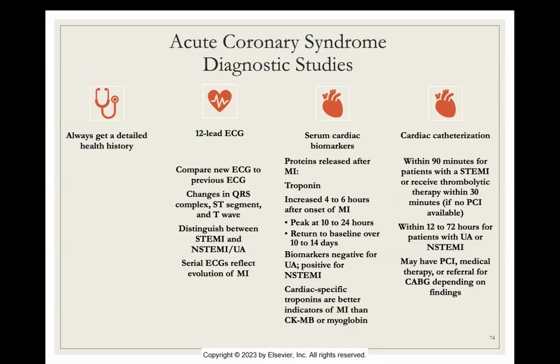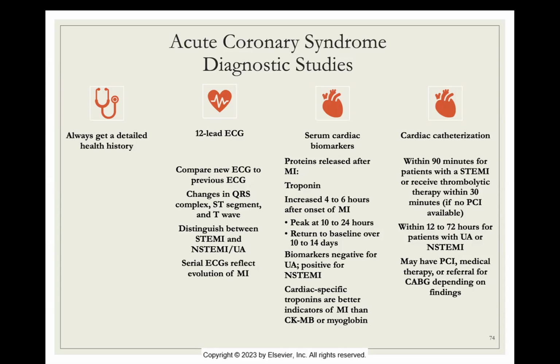All right, what diagnostic studies do we use when we're investigating an MI? We always want to get a detailed health history from our patient. We want to get a 12-lead EKG and be able to compare it to an old one if possible. We're going to look for changes in the different waves and segments and be able to distinguish between a STEMI and an NSTEMI or unstable angina.